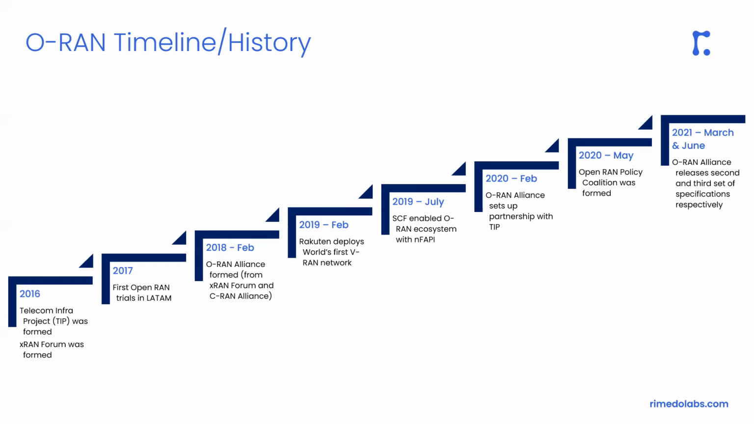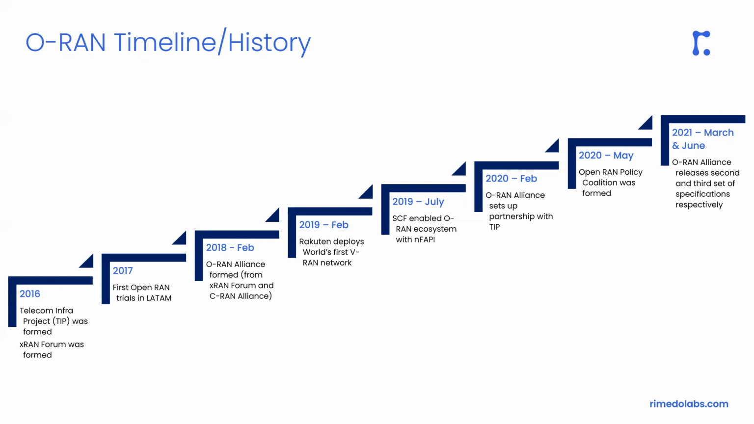Then in February 2019, Rakuten started to deploy the first vRAN network on a large scale, providing numbers showing the networks being cheaper due to automation, virtualization of the network, and better scalability. Then we also have the Small Cell Forum getting into the field with their adaptation to the ORAN system, with the interface between MAC and physical layer.